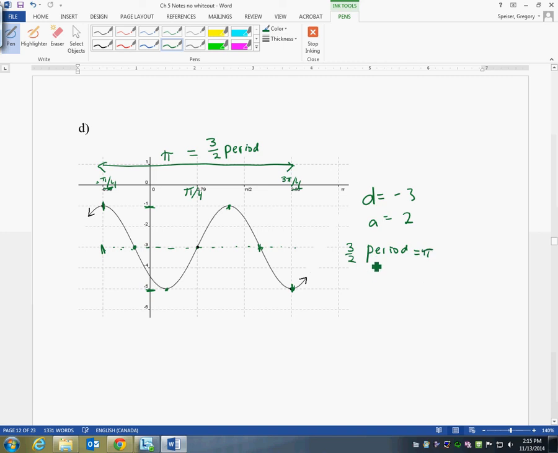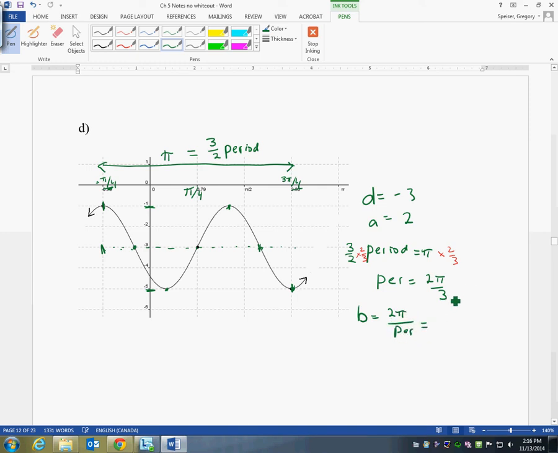How do we get period by itself? How do I undo that? Well, really what we do is we multiply both sides by the reciprocal of this. So if I multiply by 2 over 3, this turns into 1, this turns into 6 over 6. So my next line would be period is equal to 2 pi over 3. So there's my period. My b value, again, is 2 pi divided by the period.